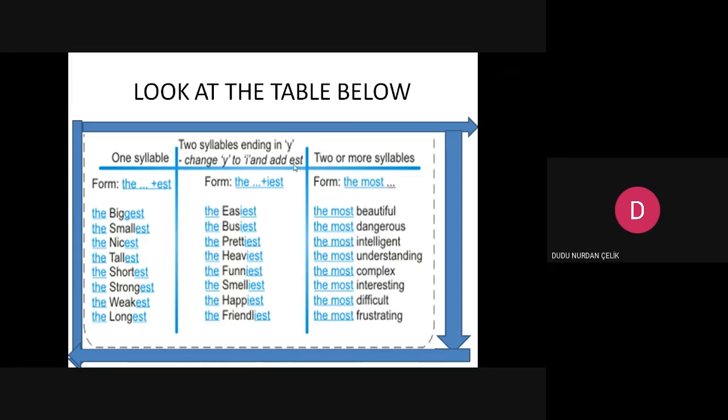Remember, we said more in comparative form, and now for the superlative form, we say the most. It's similar. The most beautiful, the most dangerous, the most intelligent, the most understanding, the most complex, the most interesting, the most difficult, the most frustrating.